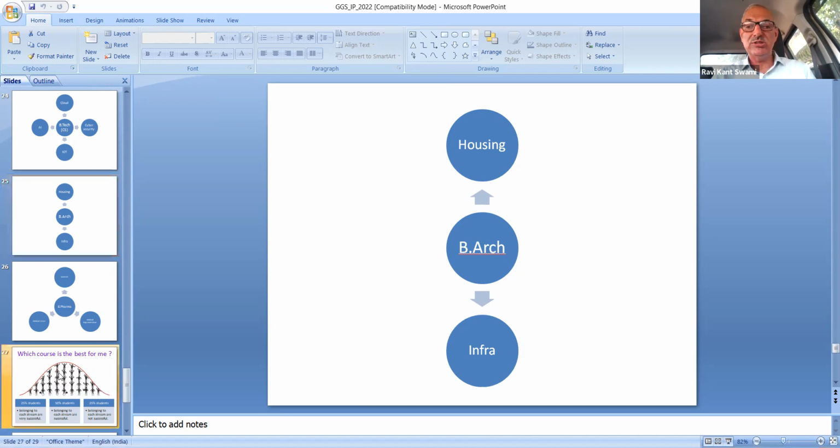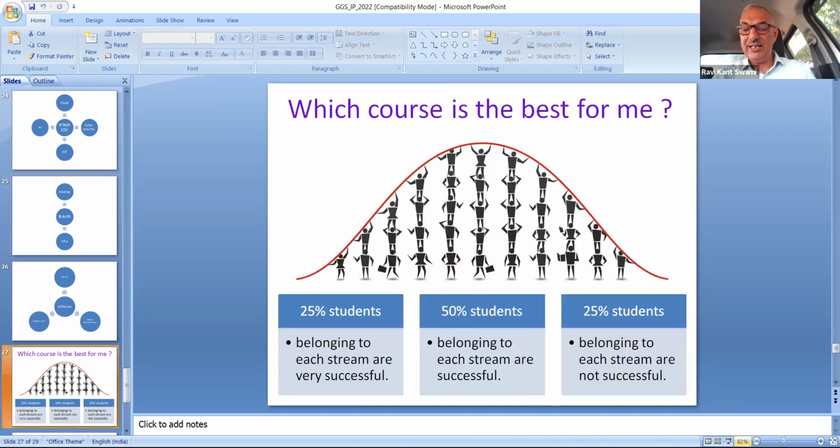We have come to almost the end of this session, students. And this is the question which is coming to your mind: which course is best for me? How do I answer that question? Should I answer it like Nirmal Baba? "Bacha, ye course tere liye theek hai?" No, that is a very incorrect answer.